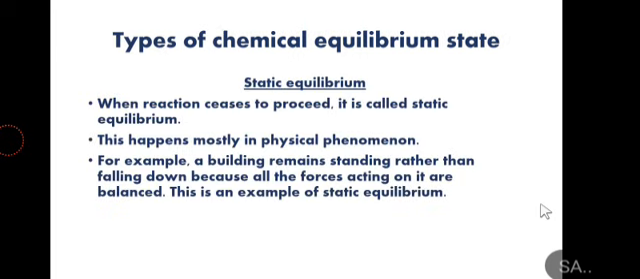Now, how many types of chemical equilibrium states are there? There are two: static equilibrium and dynamic equilibrium. Static equilibrium, as the name indicates, means something is stopped. When a reaction ceases to proceed, that is, it stops, the reactants have reacted together and formed the product. Now the reaction is over.